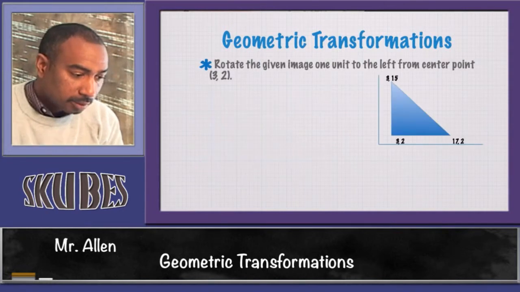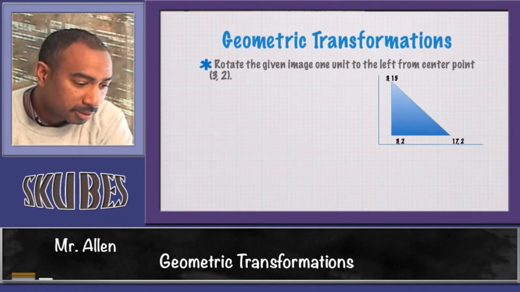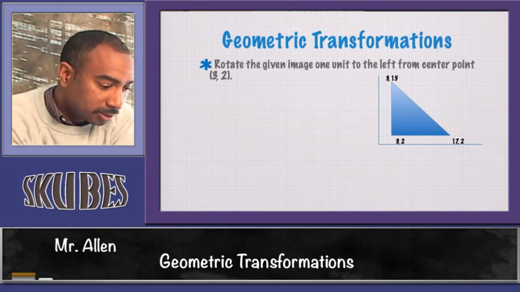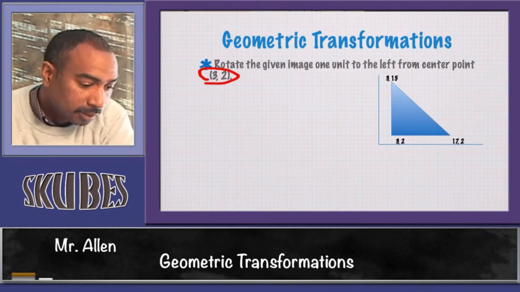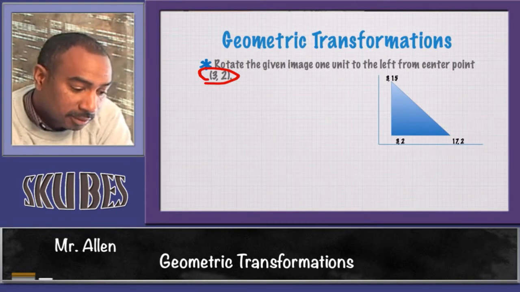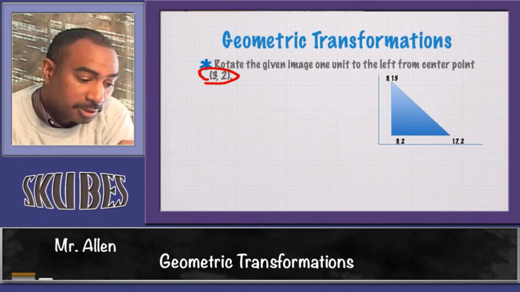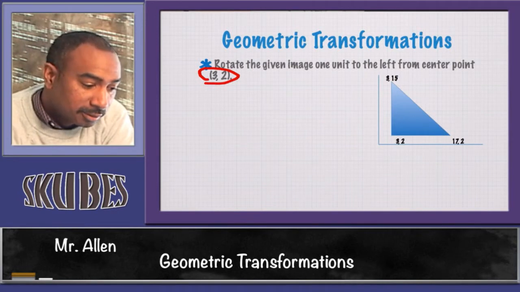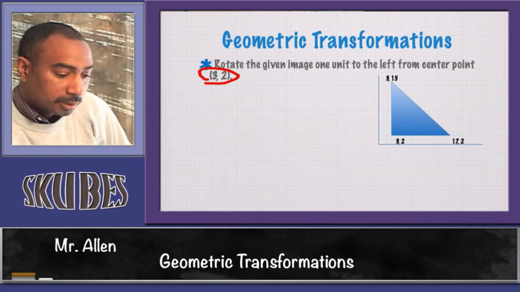All right, rotate the image 1 unit to the left from the center point 3, 2. And what we're going to be doing is rotating this. You can rotate it 90 degrees, 180, all the way to 360. In this case, we're going to rotate it 180 degrees.